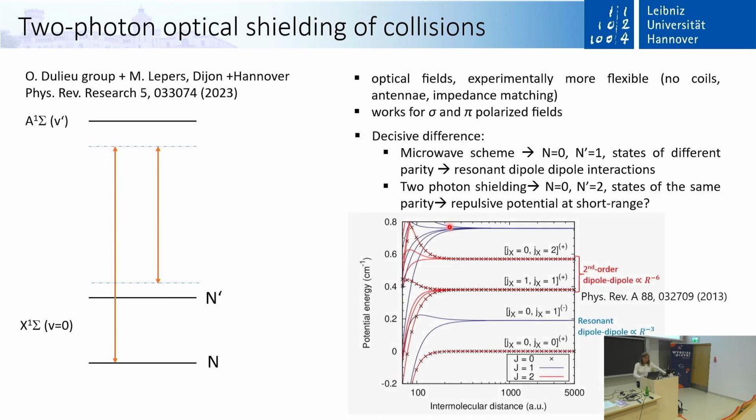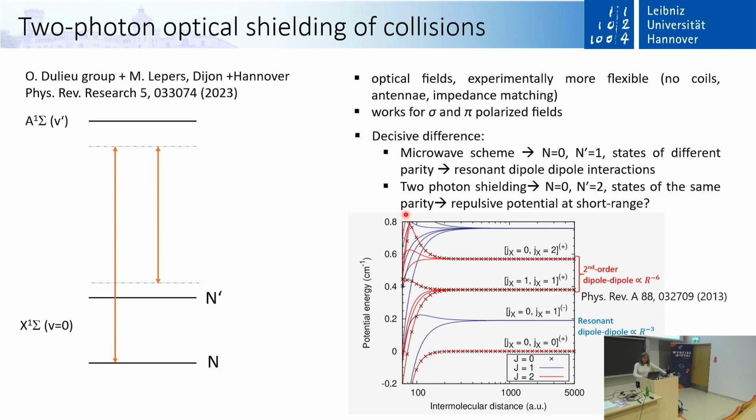Well, and this is now the plot of the adiabatic energies for all those different channels. Here is energy as a function of internuclear distance. And well, down here is the ground state adiabatic potential. Then you have the j equals 0 to j equals 1 potential, so the one that's being used in the shielding using microwaves. And then you have this j equals 0 to j equals 2 threshold, which also shows a repulsive barrier. And where does this come from? Well, it's now not resonant dipole-dipole interactions, but second-order dipole-dipole interactions, basically an effective van der Waals interaction.